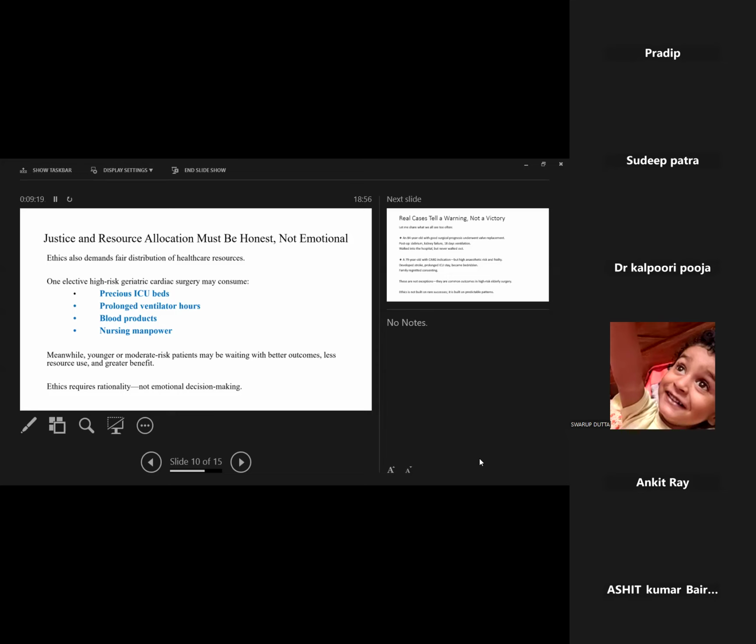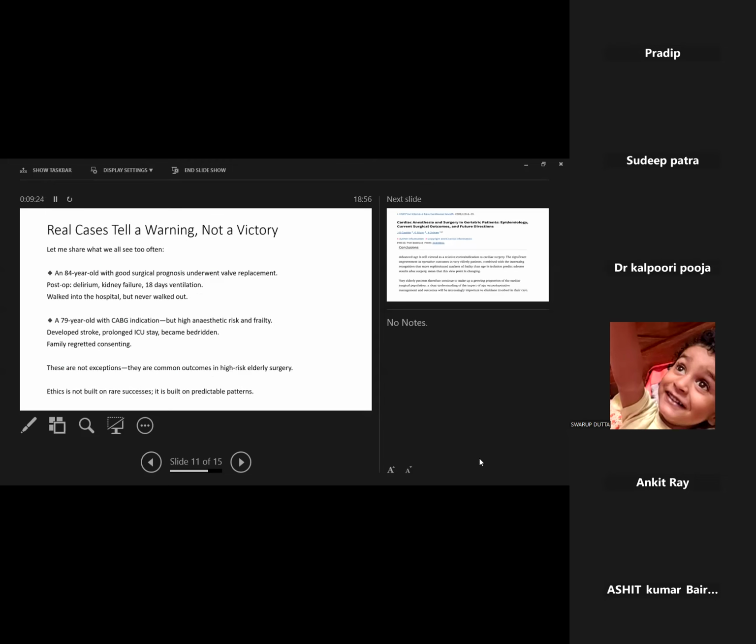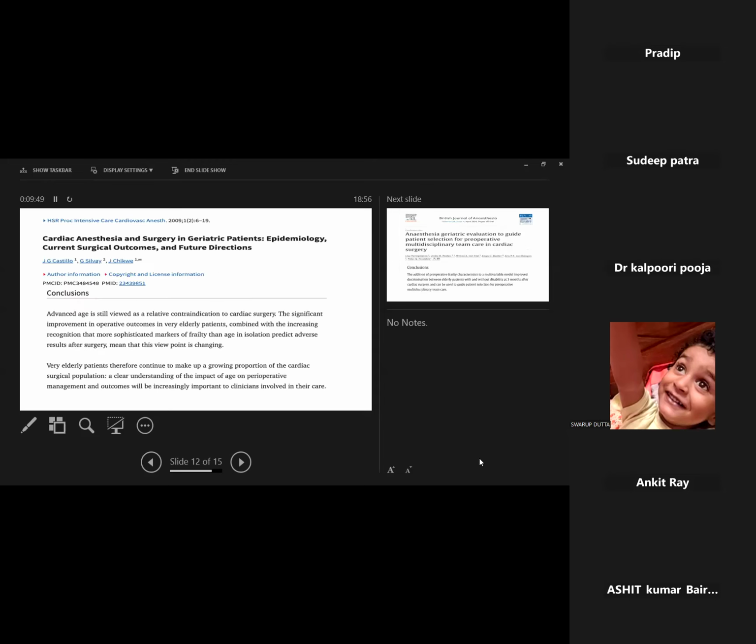Second, going back to your slide only, you said that a 79-year-old patient with CABG indication with high anesthesia risk developed stroke. Family regretted consenting. Family doesn't consent. For a well-sounded adult patient, it is the patient himself who should understand the risk and give the consent. It is still a relative indication, as your slides indicate. It was an excellent presentation.